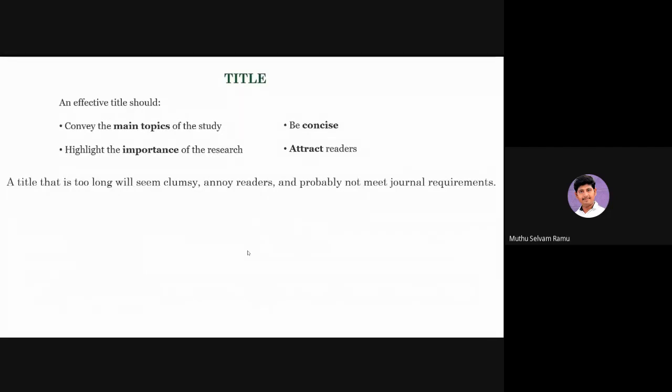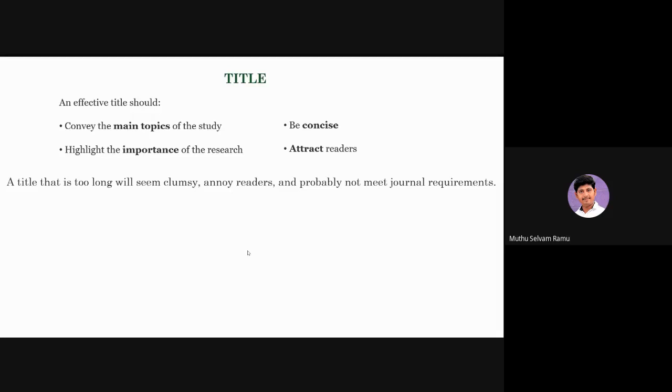Coming to the title. The title should say what the content of the article is about. For example, if you go to a hotel, there is a menu card that shows all the items the hotel has. Likewise, in a shopping mall, there is a card which shows what is present on which floor. So this gives a brief idea about what is present inside. That is just as important for any research article.